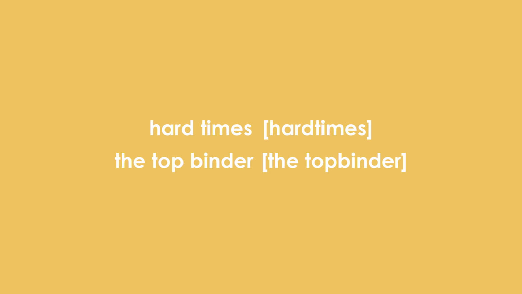The top binder. Notice the P and the B, they roll together, the top binder. We also have another example of consonant with consonant. This is the TH sounds, right? TH is two letters, so it's not really a consonant, but the sound is a consonant sound.